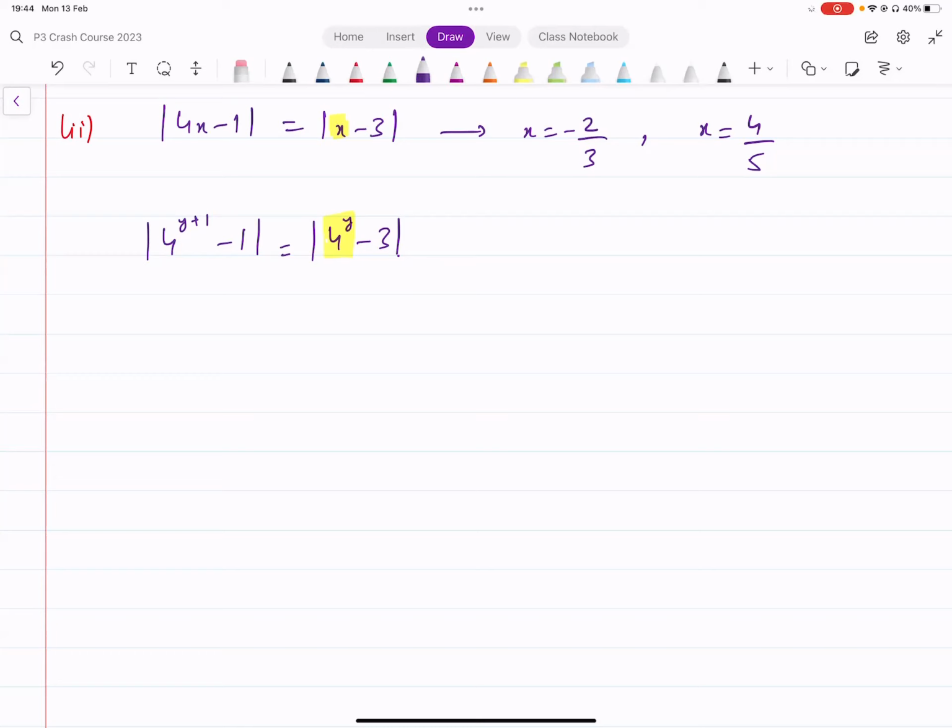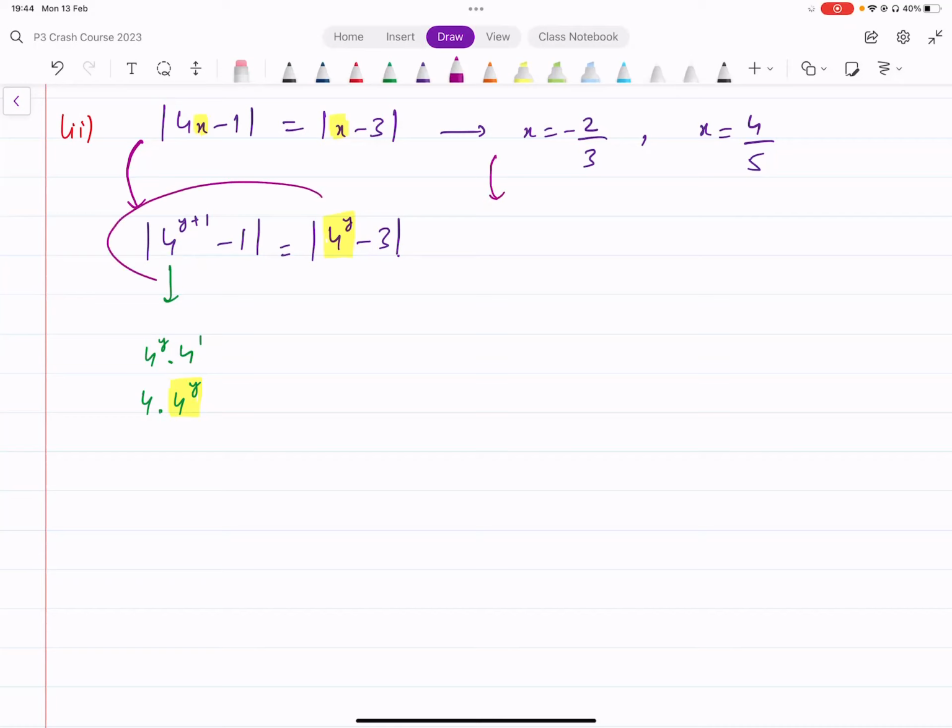Now, how does that work here? Well, you could actually write 4 raised to power y plus 1 as 4 raised to power y into 4 raised to power 1. If you just rearrange this, that's 4 multiplied by 4 raised to power y. And again, if you compare with what is there in the first equation, you just replaced x with 4 raised to power y. In order to go from the first equation to the second equation, x is being replaced with 4 raised to power y. So that's exactly what you do here as well.